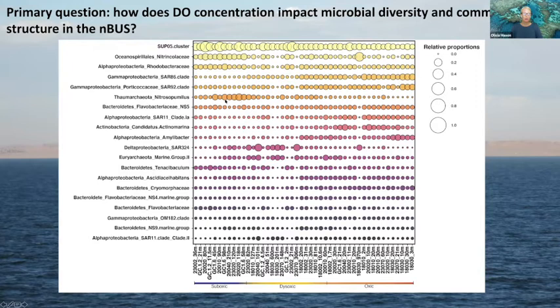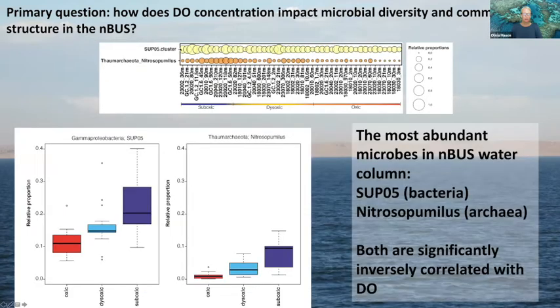The other one that we're going to look at is this Nitrosopumilus that Lauren already talked about as being the most abundant microbe in the Gulf of Mexico dead zone. So let's take a closer look at these. SUP05 is really abundant, but most abundant where you have suboxic conditions. Nitrosopumilus is most abundant where you have suboxic to dysoxic, and that abundance decreases with increasing oxygen. We're going to talk in more detail, but both of these microbes are aerobes, right? I mentioned that microbes are perfectly capable of carrying out aerobic metabolism even in low oxygen conditions.